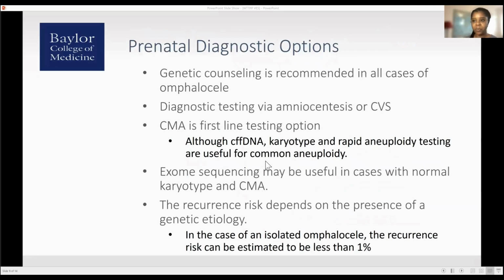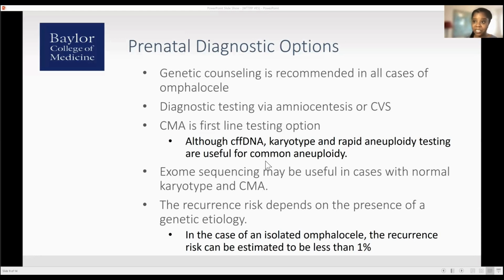And so, given the associated anomalies and the risk for genetic syndrome, genetic counseling is really recommended in all cases of omphalocele. And then patients should also be offered diagnostic testing via amniocentesis or chorionic villus sampling.